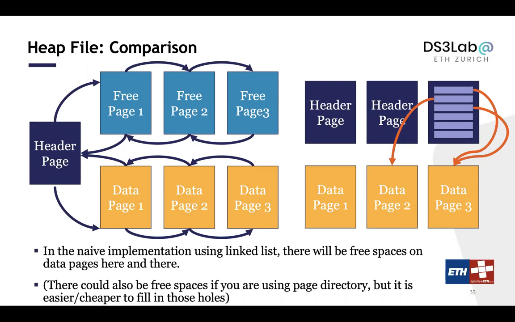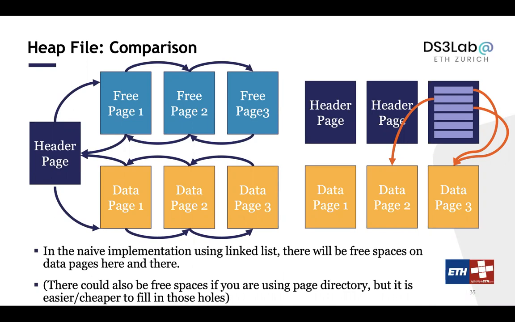If you do a very naive implementation using a linked list, there will be a whole bunch of free space on the data pages, here and there. Because I'm doing the linked pages, I'm pretty greedy. I will find some slot and then insert it. So I do not have a global view on my information. For example, if page three is almost empty, I could merge page two and page three. I don't have that information in a naive implementation using a linked list.